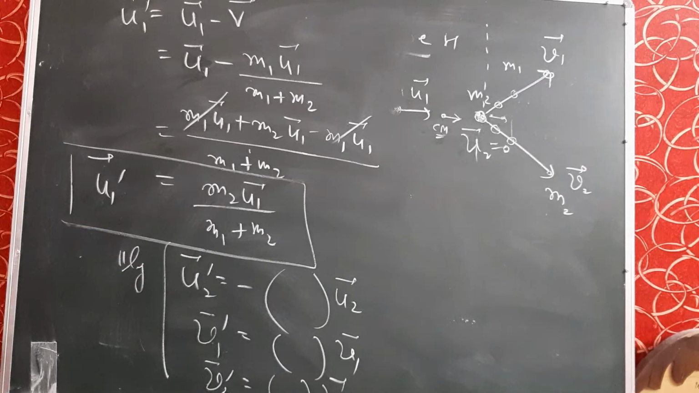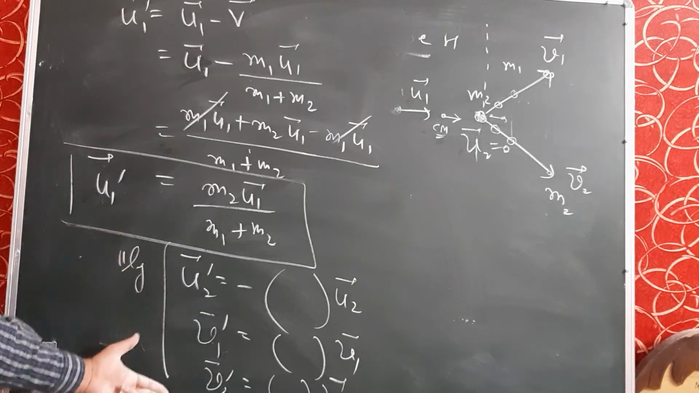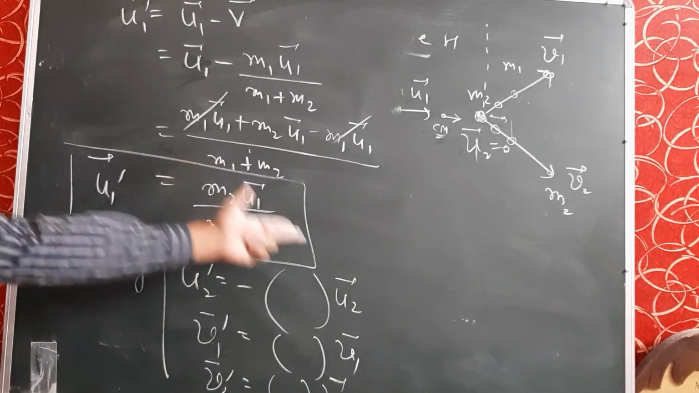So, these are the velocities of all the particles before collision and after collision in the center of mass frame as well as in the lab frame.